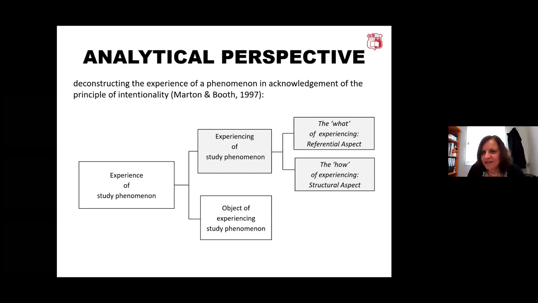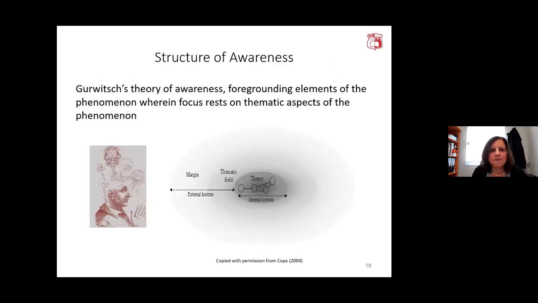These are entangled, but as researchers, we need to be conscious of what we are focusing on in doing research. Even in the data, we're going to find these entangled, and we need to be conscious of them, even though they are very, very difficult to disentangle in practice. So the structure of awareness, which is the second phenomenological concept, tells us that in considering a phenomenon, you have what is called the internal horizon and the themes making up that particular phenomenon.